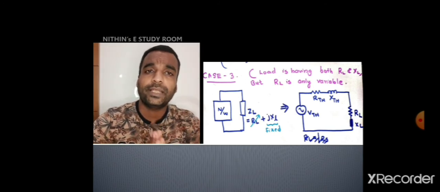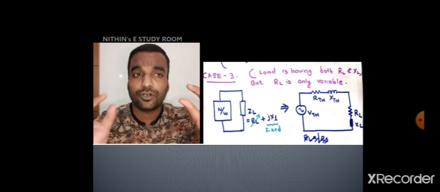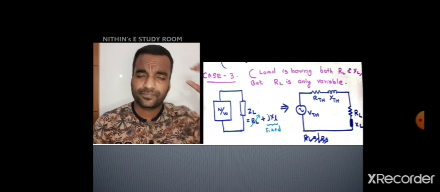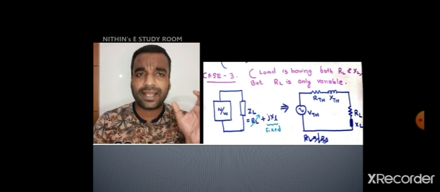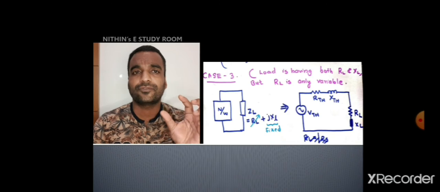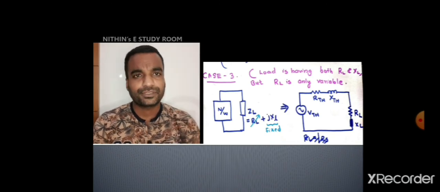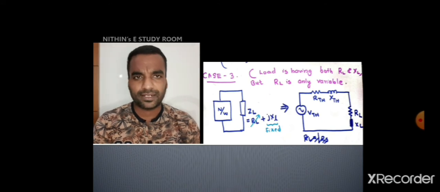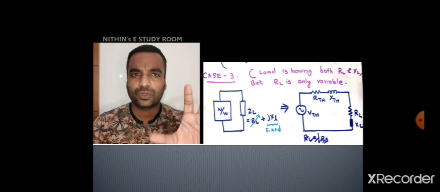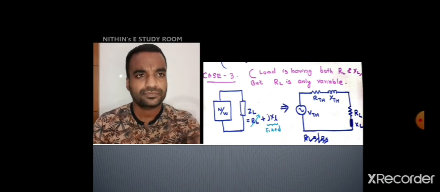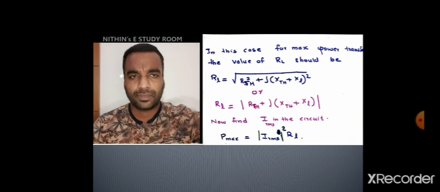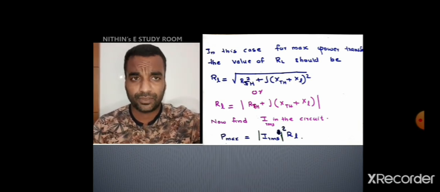So you are only permitted to vary the value of RL to achieve maximum power transfer at resistance. Anyhow, maximum power transfer you are always calculating only for the resistor because our equation is I square R or V square by R. Anyhow, in active power, resistance is the one and only participating component. So this is the equation. For maximum power transfer, the RL should be calculated.